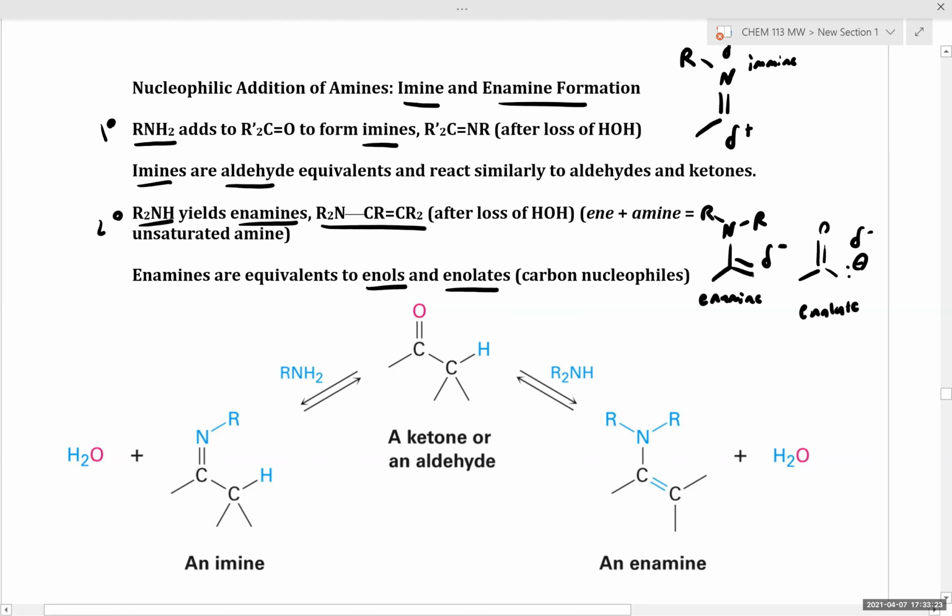Okay, so does everyone see how depending on whether we use a primary or a secondary amine for this carbonyl addition reaction, we observe either an imine in the case of a primary amine or an enamine in the case of a secondary amine? Does that part make sense to everyone? Does this idea make sense? Any questions so far?